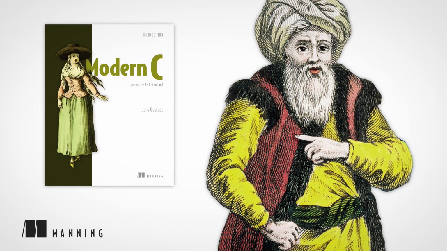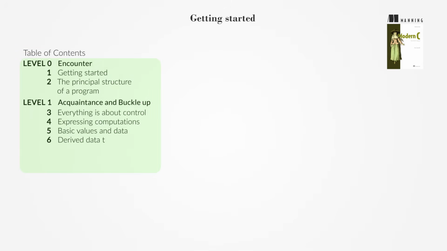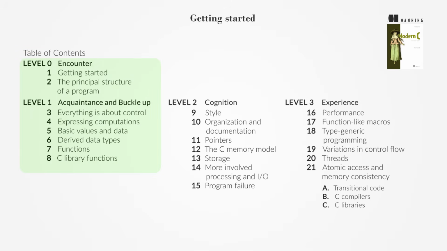Modern C, 3rd edition, covers the C23 standard, written by Jens Gustedt. The first part of the book introduces you to C programming. It shows you what C programs look like and the basic pieces you'll encounter. This isn't a complete overview, but it's enough to spark questions and present core ideas we'll explore throughout the book.